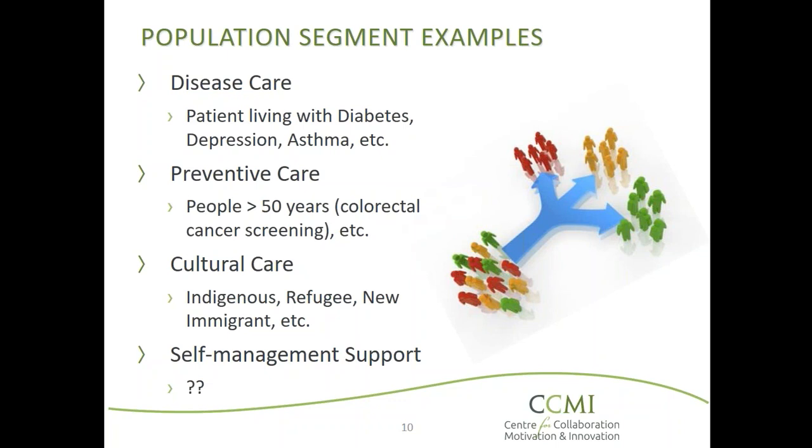We could segment by preventive care. So people over 50 years old, they're appropriate for colorectal cancer screening or other types of preventive care in the age brackets or cultural and racial status that may be appropriate for them to receive some type of preventive care. You could also do it by cultural care, whether you're sorting the population perhaps by indigenous patients, refugee patients, in which case you want to be looking at trauma-informed care and what level of psychological intervention you want to do with them.